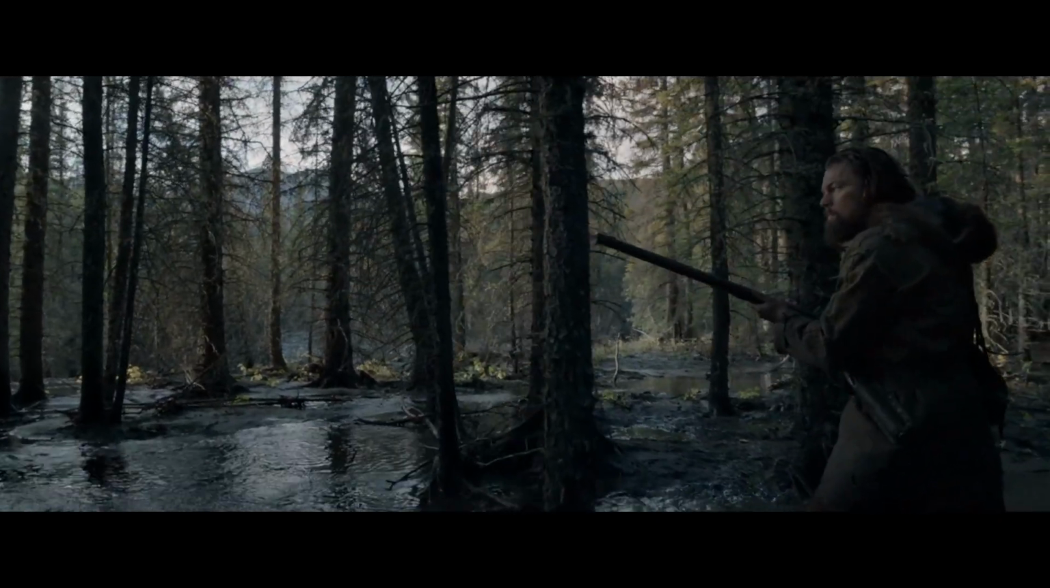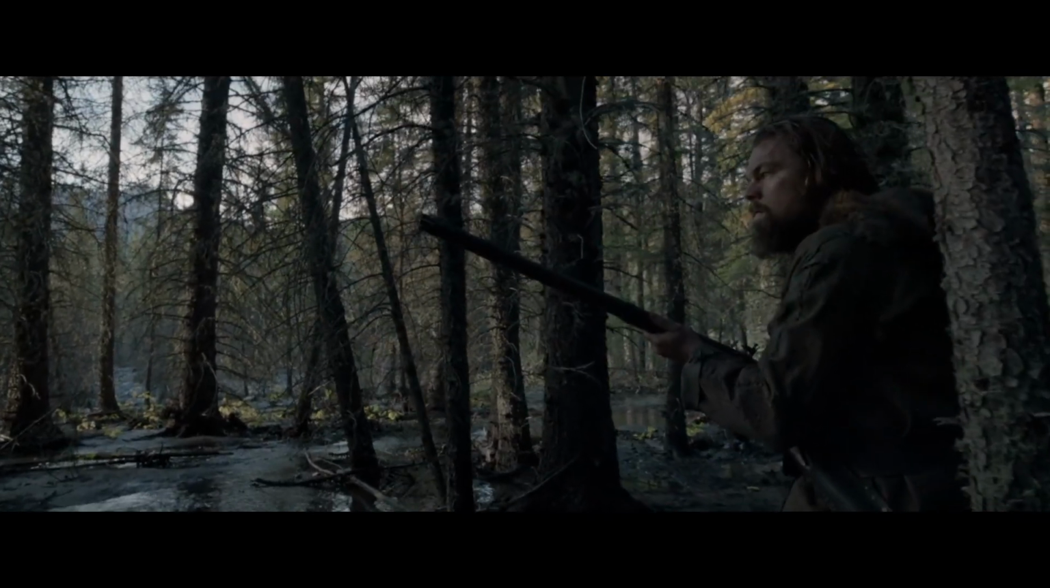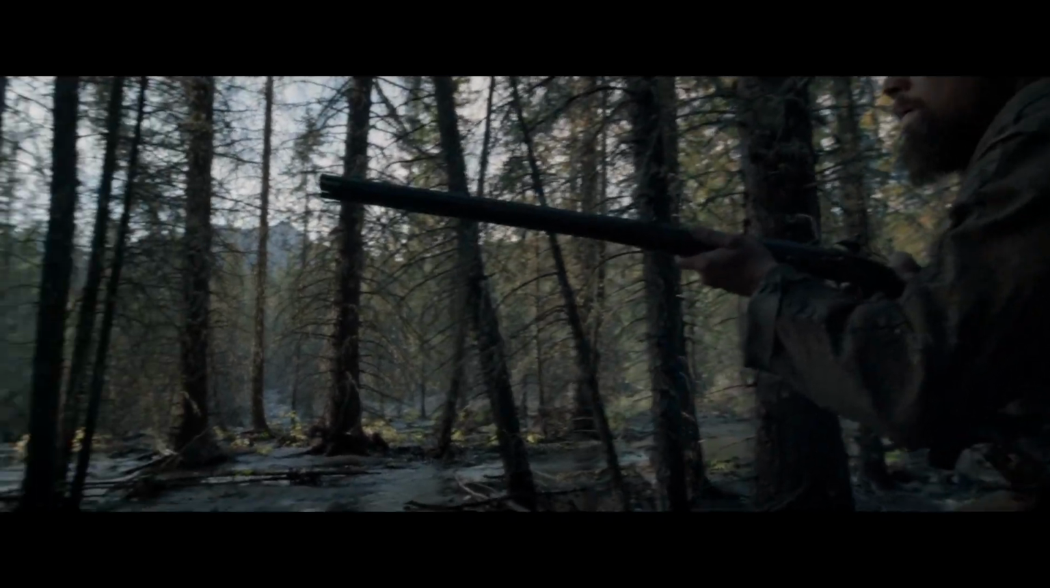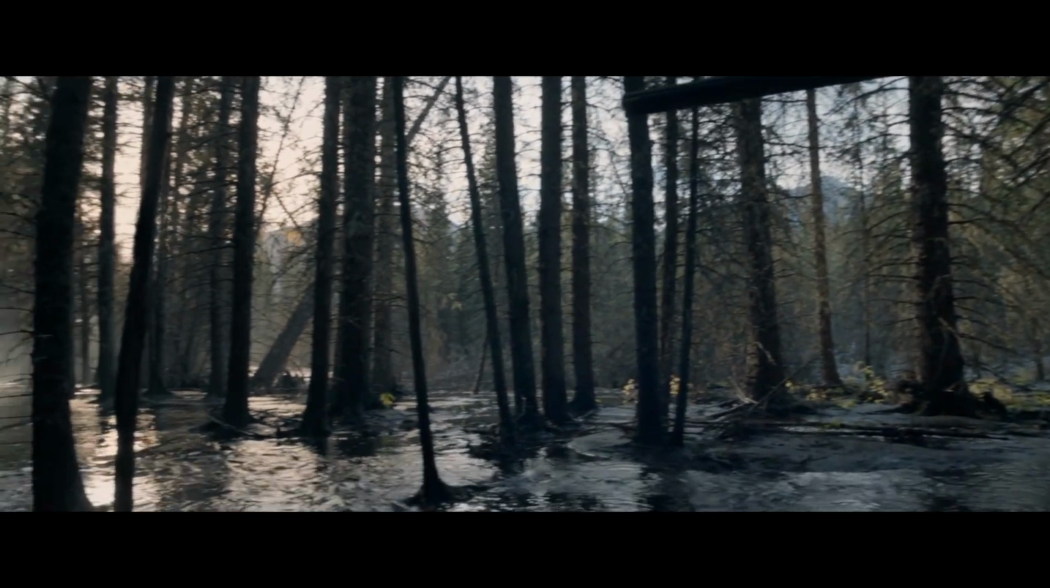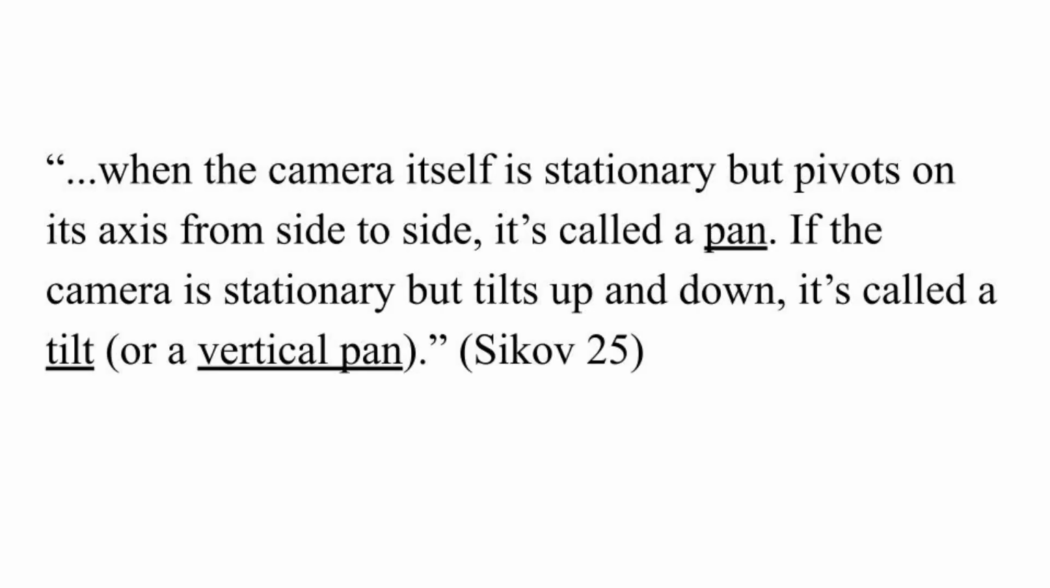So how do we make sense of camera movement and figure out how filmmakers use it to create an emotional effect for viewers? As usual, we'll use Film Studies: An Introduction by Ed Sikov to build a vocabulary that we can use to analyze camera movement. First, when the camera itself is stationary but pivots on its axis from side to side, it's called a pan. If the camera is stationary but tilts up and down, it's called a tilt or a vertical pan.